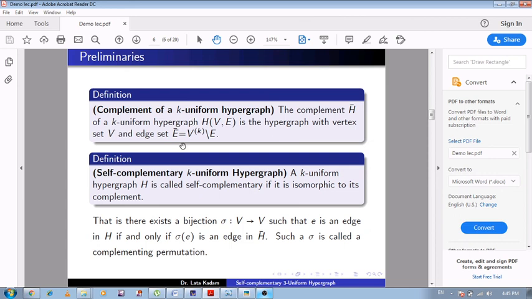Now we define a self-complementary k-uniform hypergraph. A k-uniform hypergraph H is called self-complementary if it is isomorphic to its complement. That means there exists a bijection sigma from the vertex set V to V such that e is an edge in H if and only if sigma(e) is an edge in H bar. Such a sigma is called a complementing permutation.